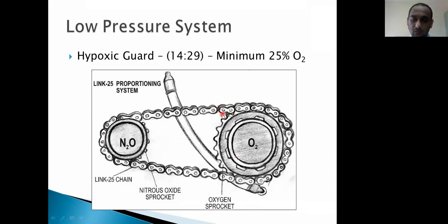Now what this link does, it is a 14 to 29 link proportioning system. It is the Link 25 system, its proprietary name. It is designed such that a minimum of 25% oxygen is delivered at all times when these two gases are used. Suppose you have first started with 50% oxygen and nitrous, and by mistake somebody reduces the oxygen flow.